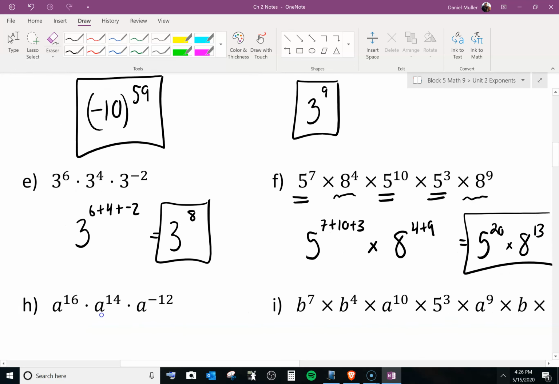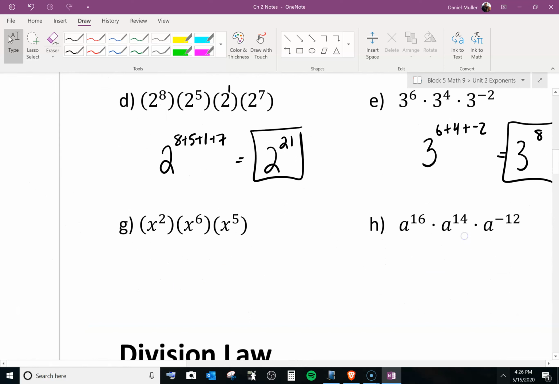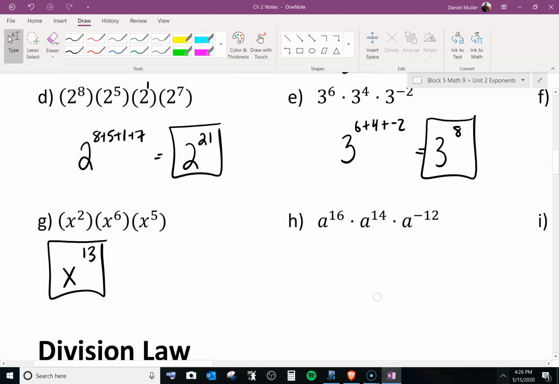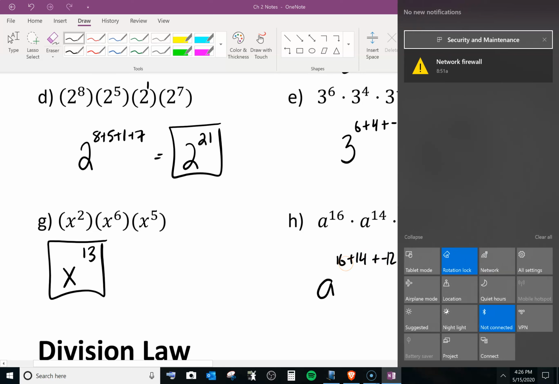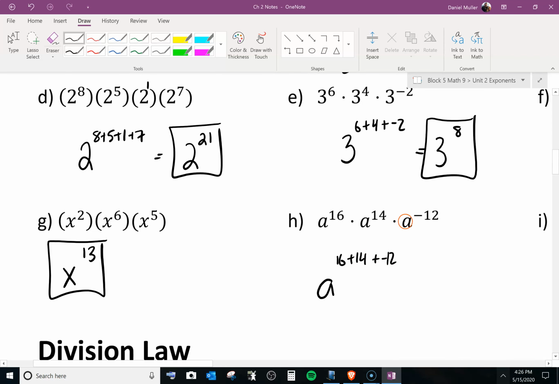Let's move on here. Now these are x's, and they're all multiplying, so we can add the exponents. 2 plus 6 plus 5. 2 plus 6 is 8. 8 plus 5 is 13. Continuing on here, these are all a's, and it's all being multiplied. So we have 16 plus the 14 plus the -12. 16 plus 14 is 30. 30 take away 12 is going to be 18, I think.